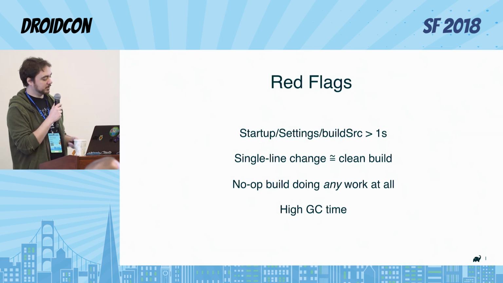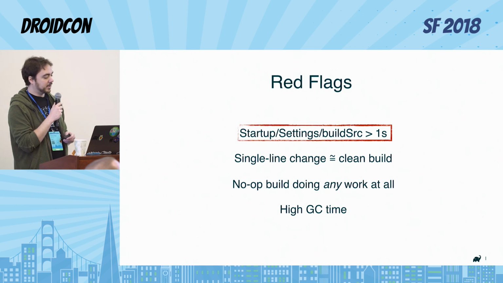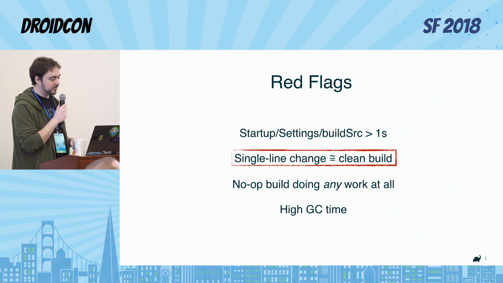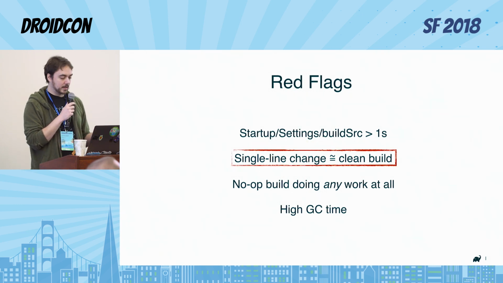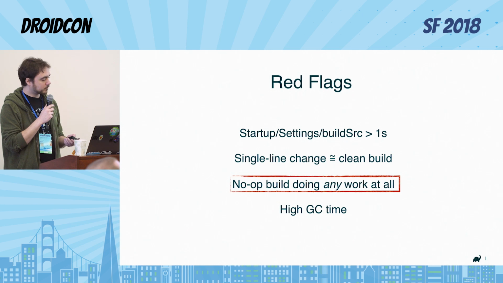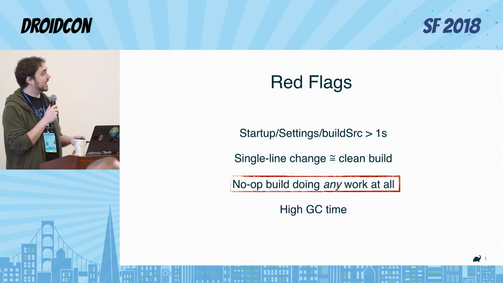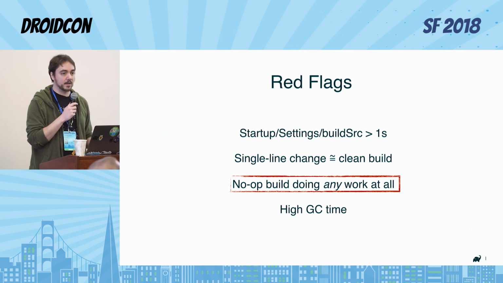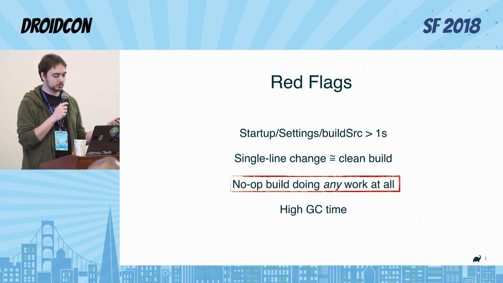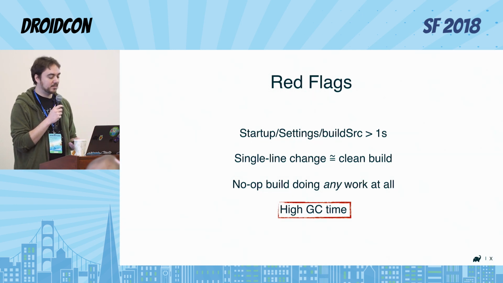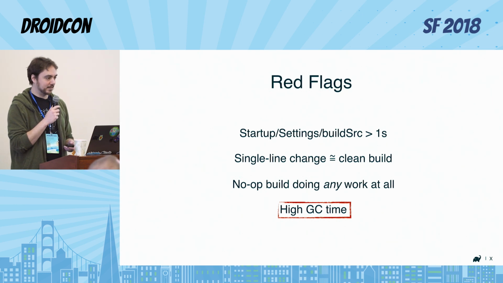These are some red flags you should be looking out for. If startup takes more than 1 second, you have a problem. If a single line change takes almost as long as a clean build, there is definitely something terribly wrong with your build, or you're probably just using an annotation processor. Another very easy benchmark is no change at all. If you run assemble debug and then run it again, that should take almost no time, like on the order of seconds. And of course, high garbage collection time. Beware unmaintained third-party plugins. There be dragons, and they consume all your memory.